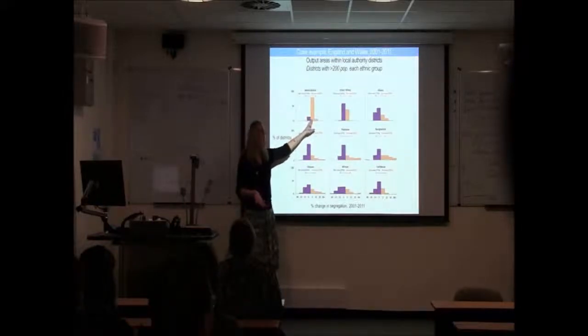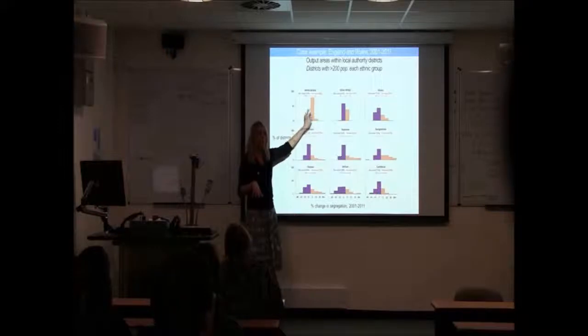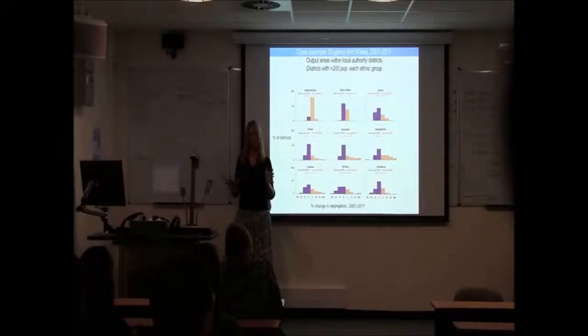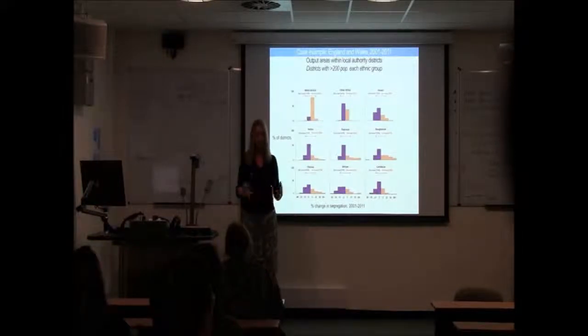Most districts are 5% or below increase, and actually quite a lot have an increase of only 2 or 3%. So we're talking very, very small changes here. The white British is, as you've seen, by far the majority ethnic group in England and Wales. So it's actually very unsegregated because it's very evenly spread.